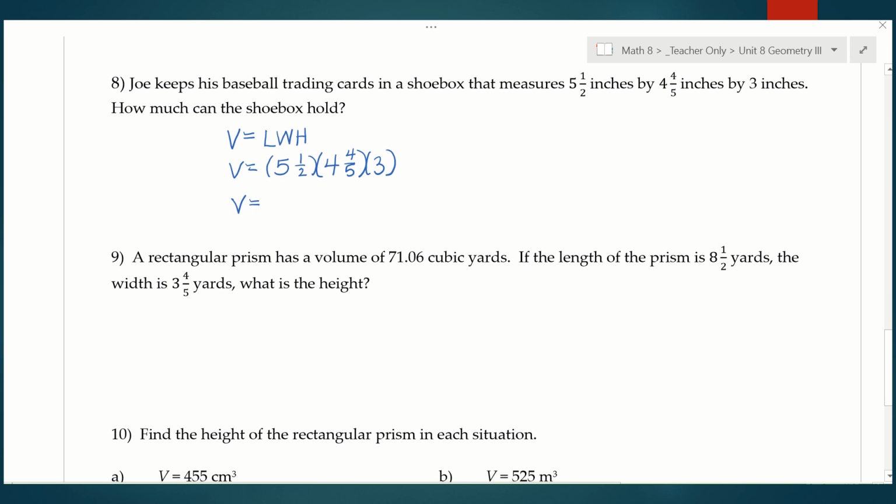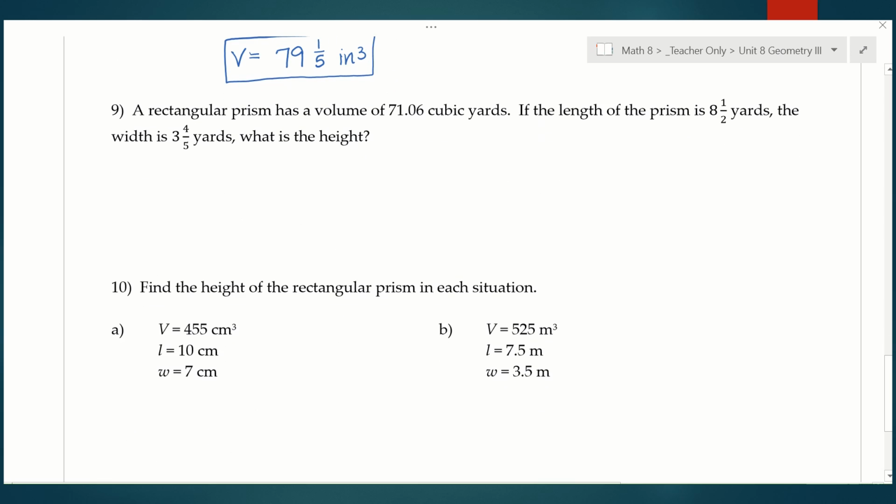Okay, so when you guys are typing this in your calculator, if you want to keep the fractions as they are, remember to use your ABC key. So for 5.5, type in 5, ABC1, ABC2, times 4, ABC4, ABC5, times 3. Okay, if you typed it correctly, you should be getting 79 1/5 inches cubed. Now, if you changed those to decimals, so let's say you did 5.5 times 4.8 times 3, you should be getting 79.2. Okay, so that's the decimal equivalent of that answer.